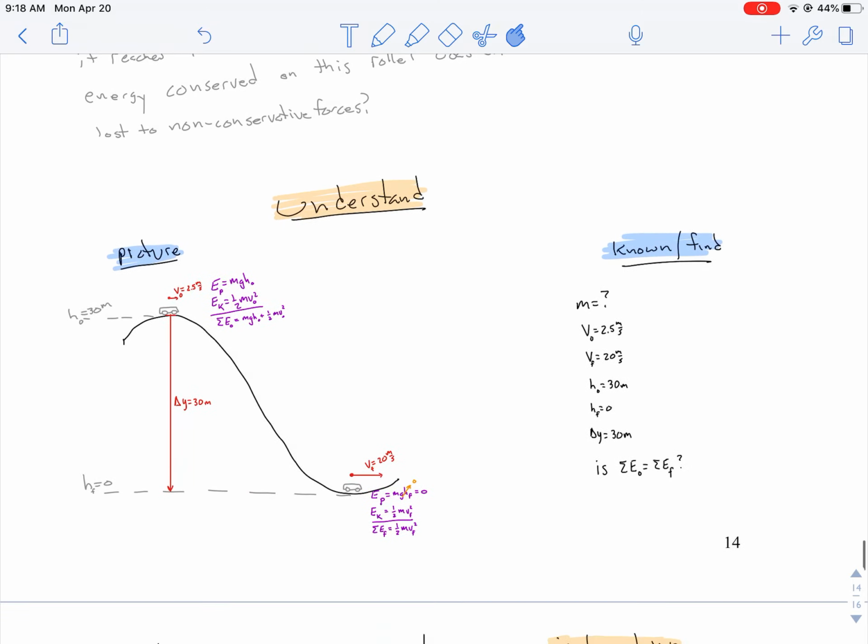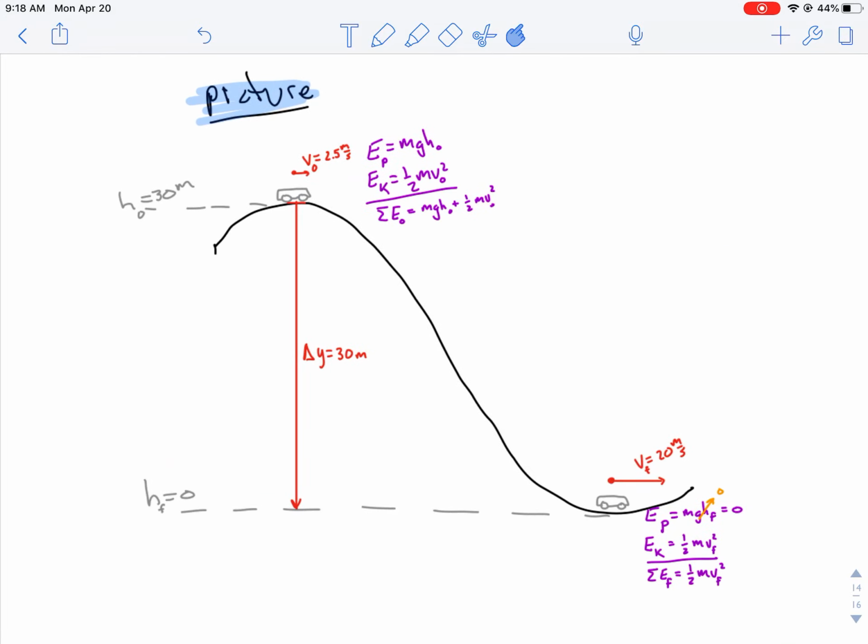So I'm going to start off with showing that we understand what's going on here, and specifically, I'm going to do that by drawing a picture. So let's take a look. We know that this starts at the top of a hill. It's going to go down here, down to the ground level, and I'm going to call that my zero level. That's a convenient place here on our problem.